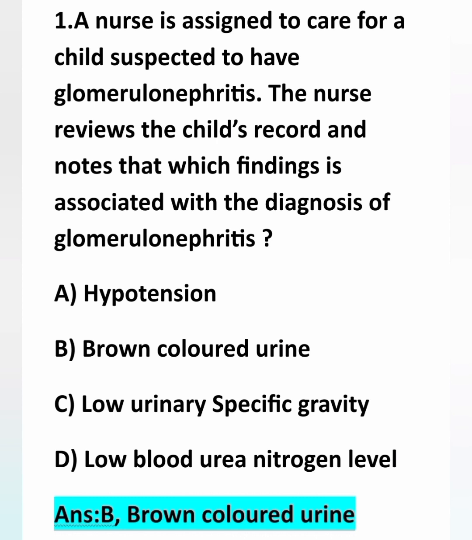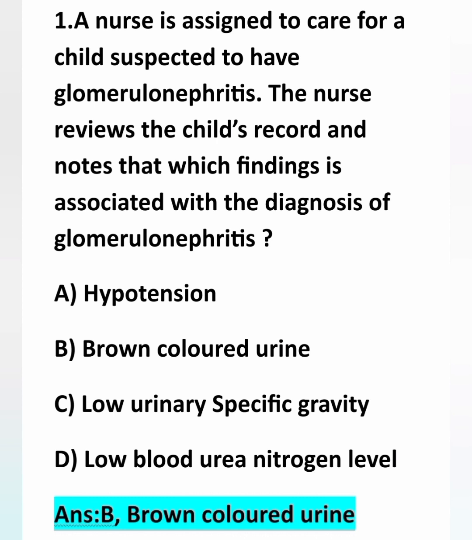Here our option B, brown colored urine, is correct. As for the remaining options, hypertension, not hypotension, will come in glomerulonephritis. Specific gravity of urine will be high, not low. And blood urea nitrogen is increased, along with increased creatinine level, not low. So options A, C and D are not correct in this case. We saw the definition, causative organism and signs and symptoms.